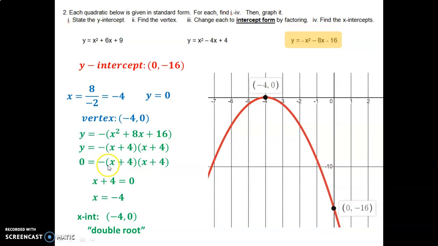This time we had the negative in front here. So again, notice we had a negative 1 a value here, means concave down, and we have a negative 1 a value right here in front of the factored form as well. So concave down, there's our vertex, there's our y-intercept, and it sits perfectly on the axis. Vertex is the x-intercept because it is a perfect square trinomial. Double root or a double zero, repeating zero.